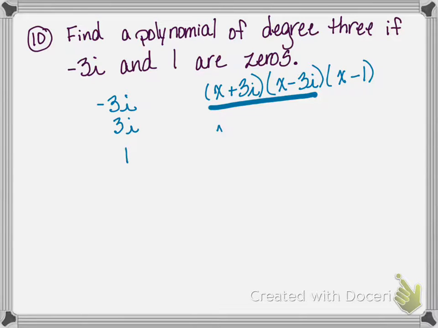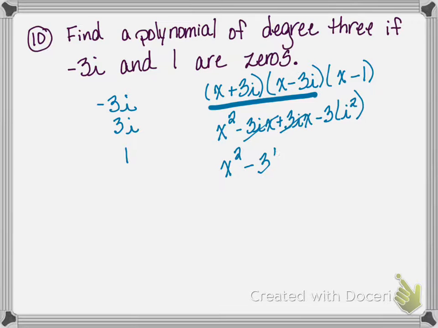So x times x is x squared. x times negative 3i is negative 3ix. 3i times x is positive 3ix. Then I have 3i times negative 3i. That is negative 3i squared. Okay? Our middle terms cancel out, so I'm left with x squared minus 3. Now that i squared becomes negative 1. Okay, so I end up with x squared plus 3. That is x plus 3i and x minus 3i multiplied together.